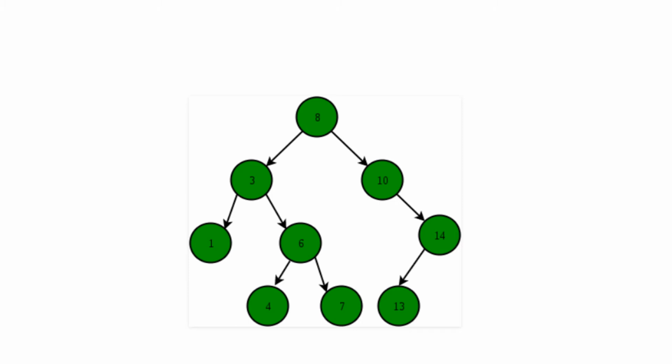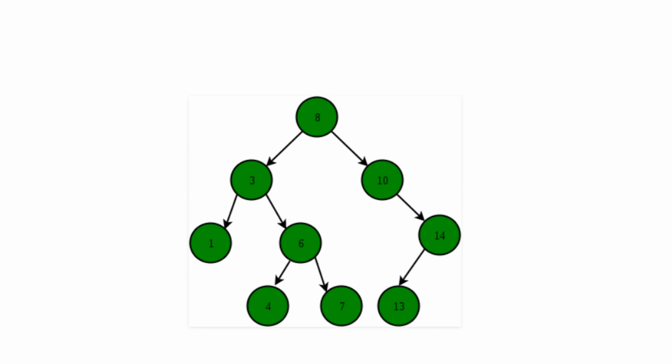Let's head to 7. We're going to compare it. Look at 7 to the 8. It's less than 8. It goes left. 7 compared to 3. It's greater than. It goes to the right. 7 compared to 6. Greater than. Goes to the right. So that's why it ended up as a leaf, the right child of 6.